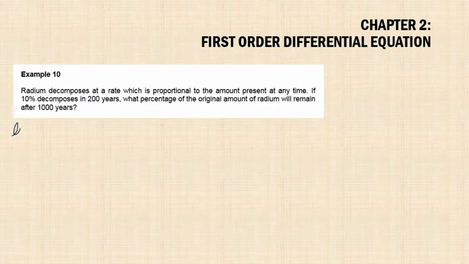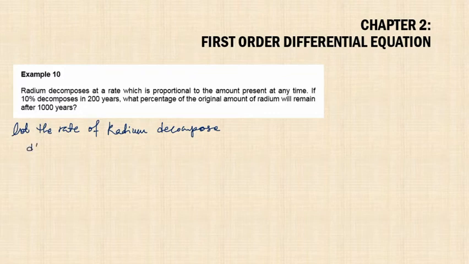Okay, first we let the rate of radium decomposition be dR over dt equals negative kR, and then we bring R to the left, so we have 1 over R dR equals negative k dt.